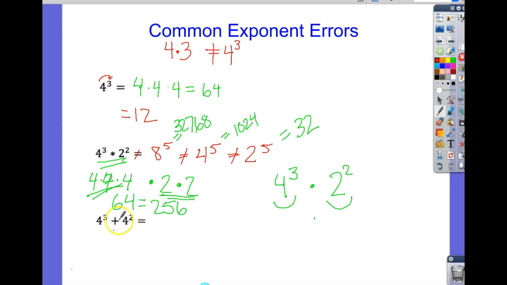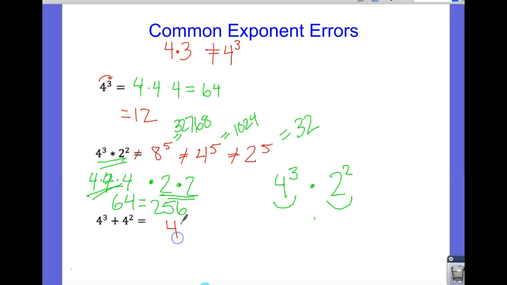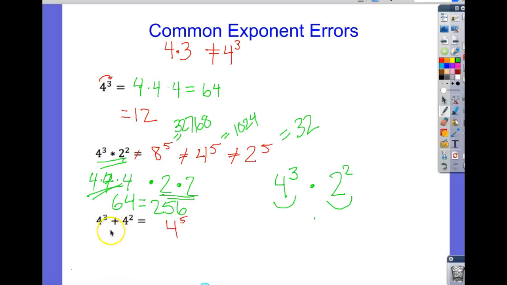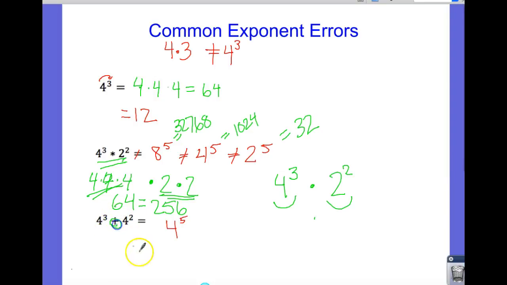For something like this, you might say that this is 4 to the fifth. But be careful, what is the biggest difference here? The biggest difference is this plus. This is 4 to the third, which is 4 times 4 times 4. This is 4 squared, which is 4 times 4. And we're adding those two things. That is very, very different from 4 to the fifth. 4 to the third we know is 64. 4 squared we know is 16. When we add those two things together, we get 80.